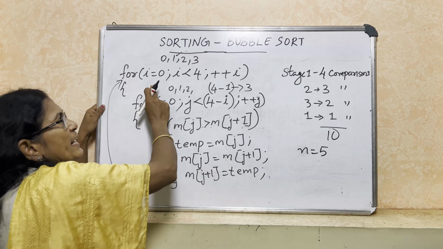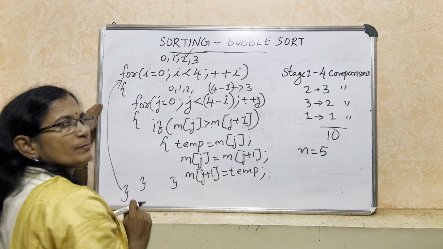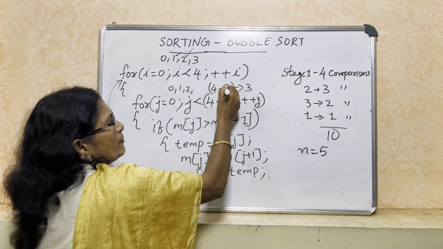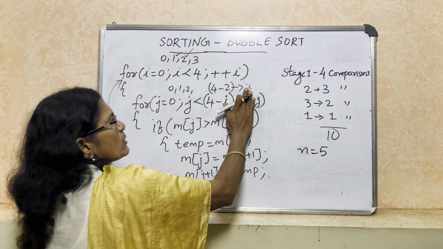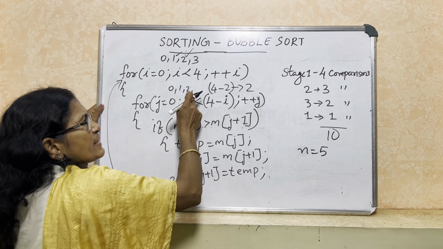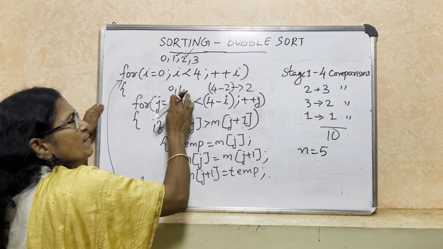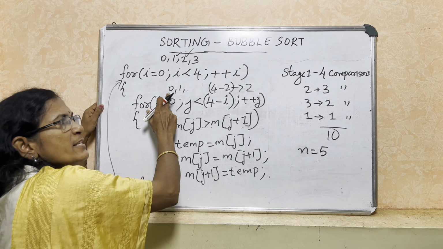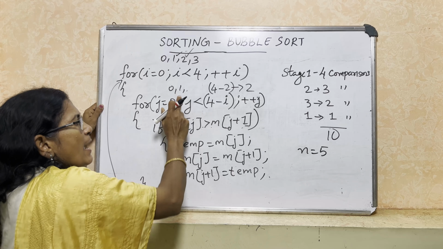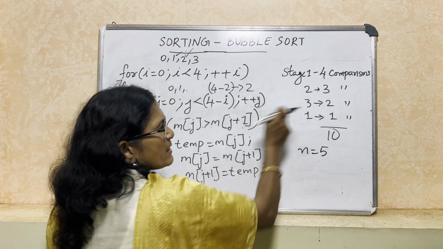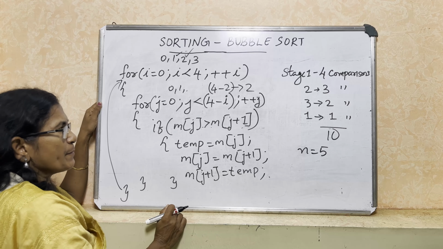The outer loop goes to the next iteration with the value 2. Here the value of I is 2, and 4 minus 2 is 2. The value of j will be less than 2, so j takes the values 0 and 1. At this stage, the elements at 0 and 1 will be compared and 1 and 2 also will be compared. 2 comparisons will be done at the third stage.